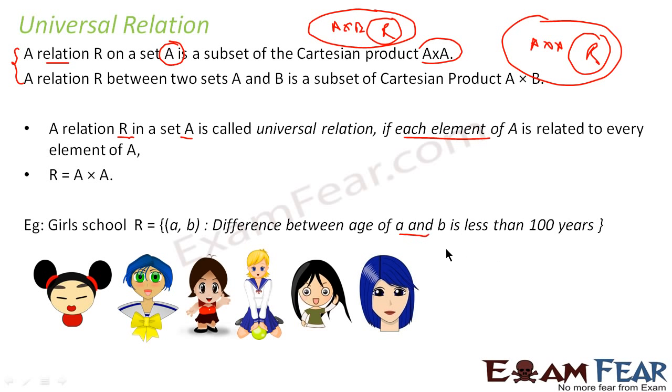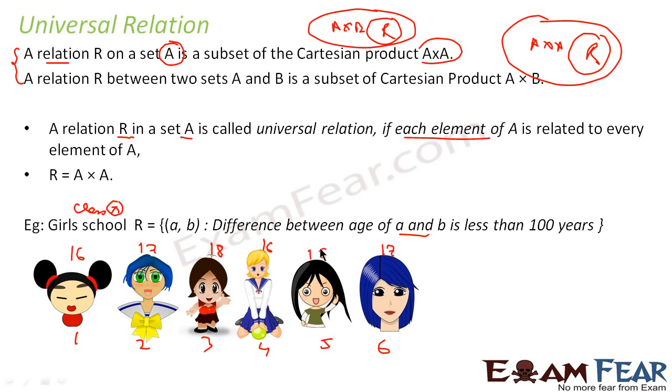Now, you take any two girls. You take girl 1, girl 2, 3, 4, 5, 6, let me number them. You take any two girls, you take 1 and 2. You will find the difference between their age has to be less than 100 years. Why? Because they are all school girls of class 10. And let's suppose I'm writing their age. So let's suppose this girl is 16, this is 17, this lady is 18, this is 16 again, this is 15, and this is again 17.